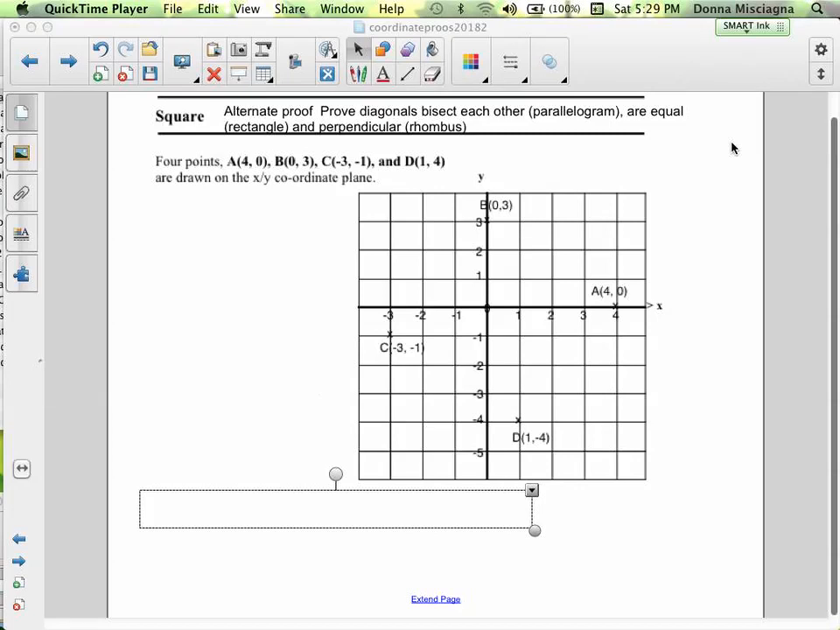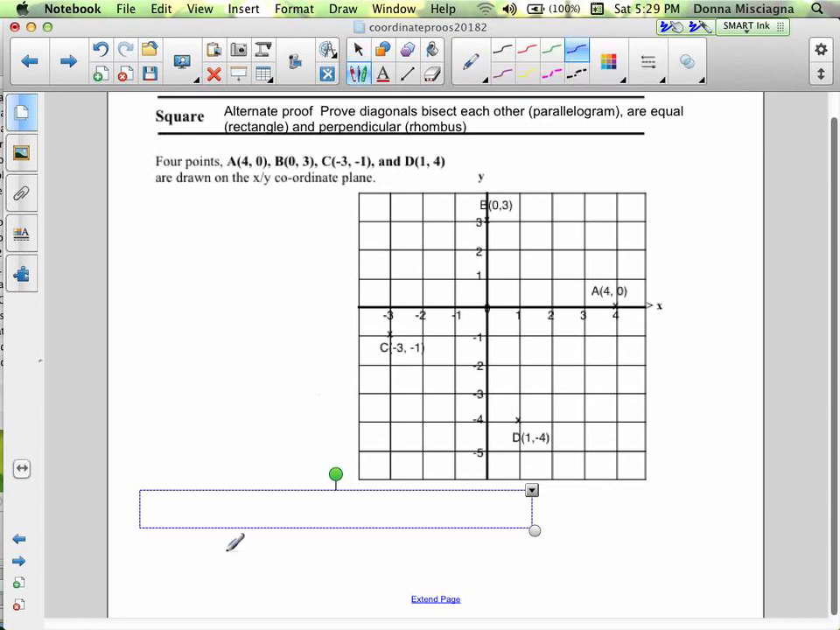Here's the alternative proof. We're going to prove diagonals bisect each other. That'll show it's a parallelogram. That they're congruent. That'll show it's a rectangle. And perpendicular. That'll show it's a rhombus. We have to have the part where we show it's a parallelogram because equal diagonals do not prove rectangle. Perpendicular diagonals on their own do not prove rhombus. They only prove rectangle and rhombus in a parallelogram. So we've got to show it's a parallelogram.